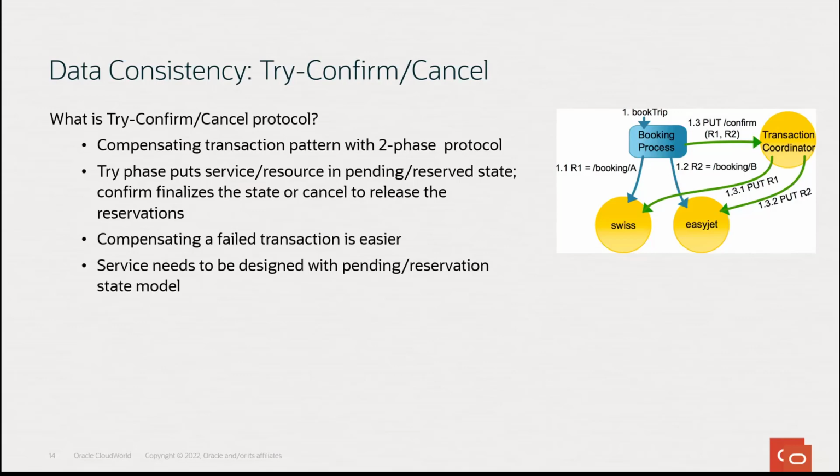So compensating a failed transaction in this case is very easy. You are just putting a flag there and then unsetting it. That way you don't have to write the compensating logic that you would write in the case of Sagas and LRA. So these are the three transaction protocols that we are implementing in our product.